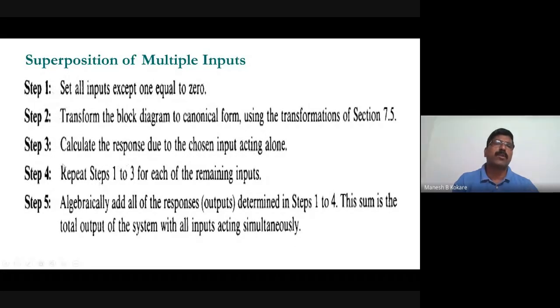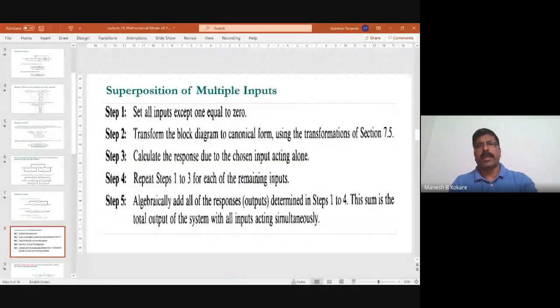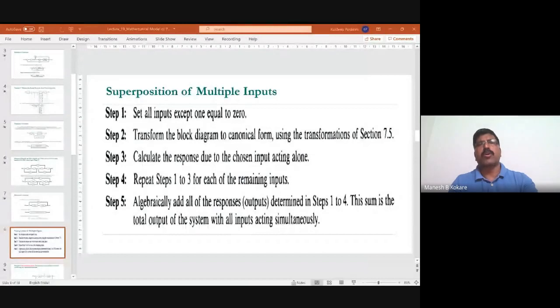Repeat these steps 1, 2, 3 for every remaining input. At that time, other inputs are considered as 0, and then algebraically add all those transfer functions, and you'll get the overall transfer function. I hope that you have understood how to find the overall transfer function of a multiple input, multiple output system, right?